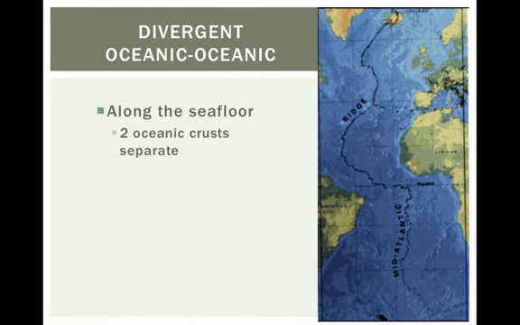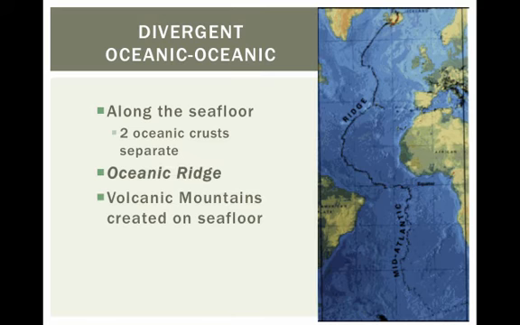So let's start first with the oceanic-oceanic divergent. These are where two oceanic plates or pieces of crust edge are moving apart from one another, and these create an oceanic ridge. So that is the feature that is associated with an oceanic divergent plate boundary, and you need to know that. Oceanic ridges are basically volcanic mountains that are created down on the seafloor.